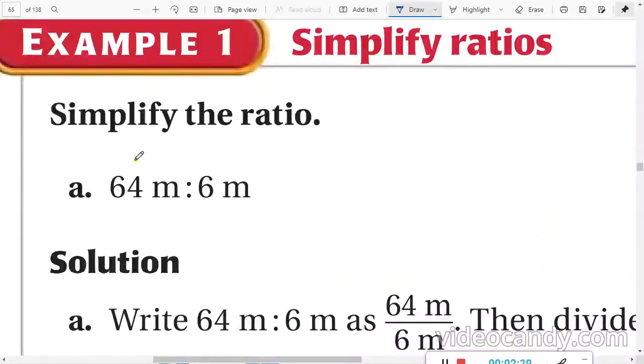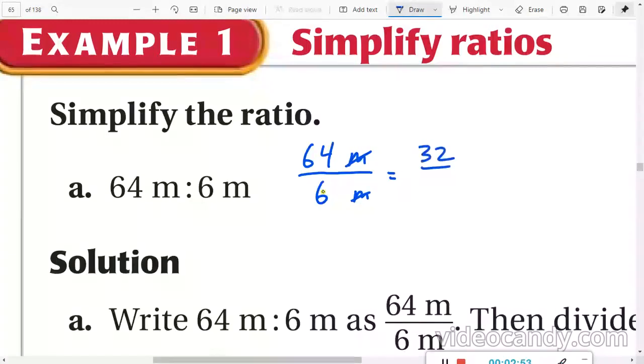Okay, example 1, simplify the ratio, 64 meters to 6 meters. So I am going to write this in the form of a fraction. Okay, so 64 meters divided by 6 meters. Okay, meters over meters cancels. And these are both even numbers. Okay, so I'm going to divide the top and bottom by the same number. 64 divided by 2 is 32. And 6 divided by 2 is 3.